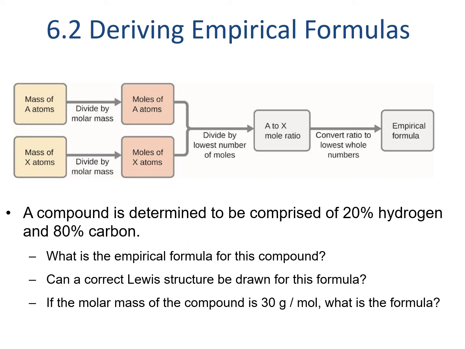Since CH3 would have a mass of 12 plus 3 times 1, 12 for the carbon and 3 times 1 for the 3 hydrogens, that would equal 15 grams per mole. So there'd need to be 2 CH3 units at 15 grams per mole to make the 30 grams per mole that we have in the actual mass of the compound. So the actual formula would be twice the empirical formula. Instead of CH3, we'd have C2H6.